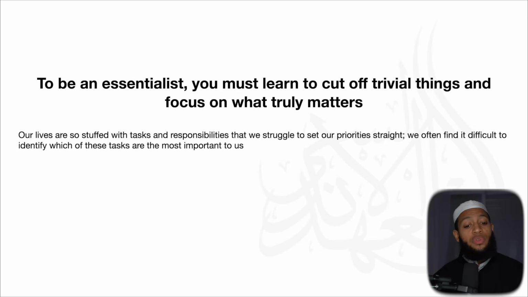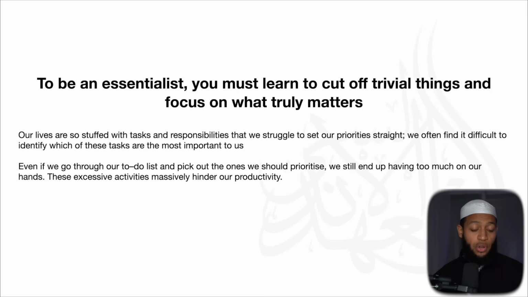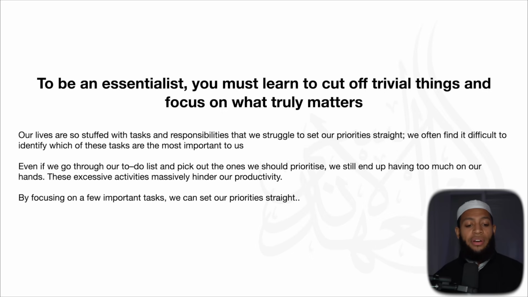Our lives are so stuffed with tasks and responsibilities that we struggle to set our priorities straight. We often find it difficult to identify which of these tasks are the most important to us. Even if we go through our to do list and pick out the ones we should prioritize, we still end up having too much on our hands. These excessive activities massively hinder our productivity. By focusing on a few important tasks, we can set our priorities straight.